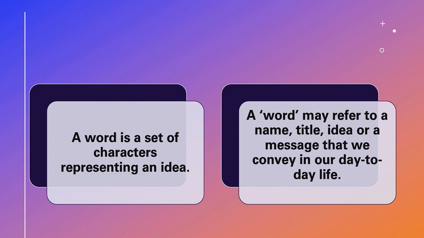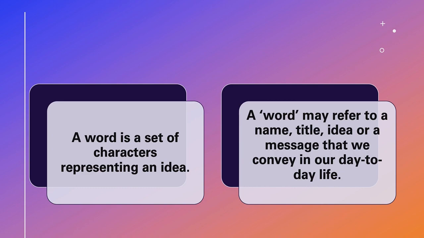Let's understand the first one. What is a word? A word is a set of characters, a set of letters. And when you combine a set of letters, it represents an idea. It communicates an idea. It expresses an idea. This is basically the characteristic of a word.